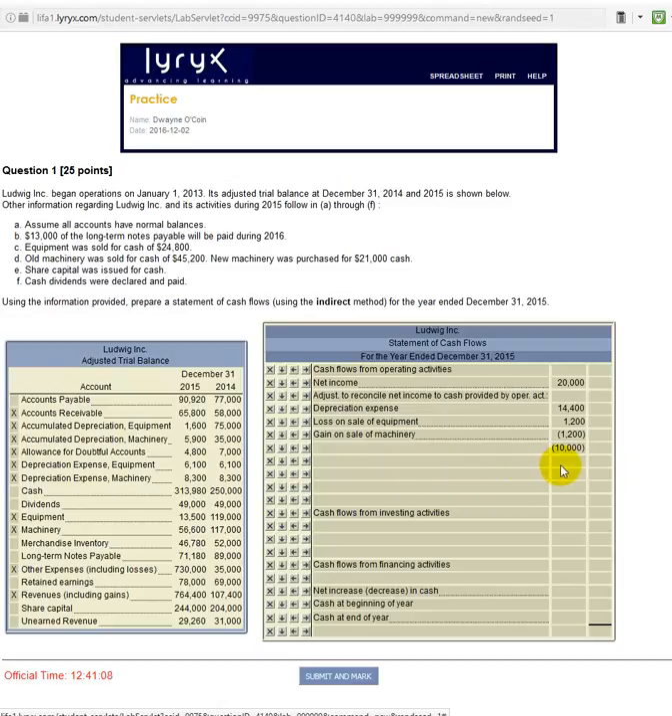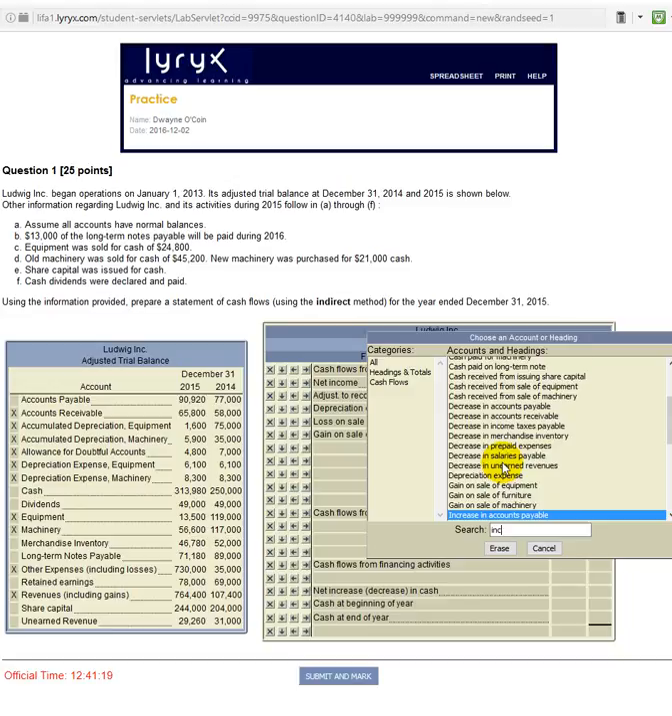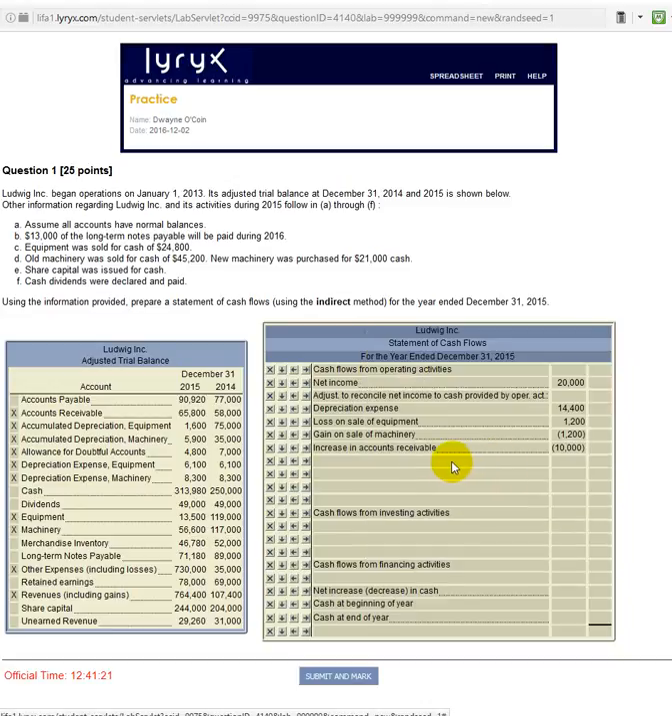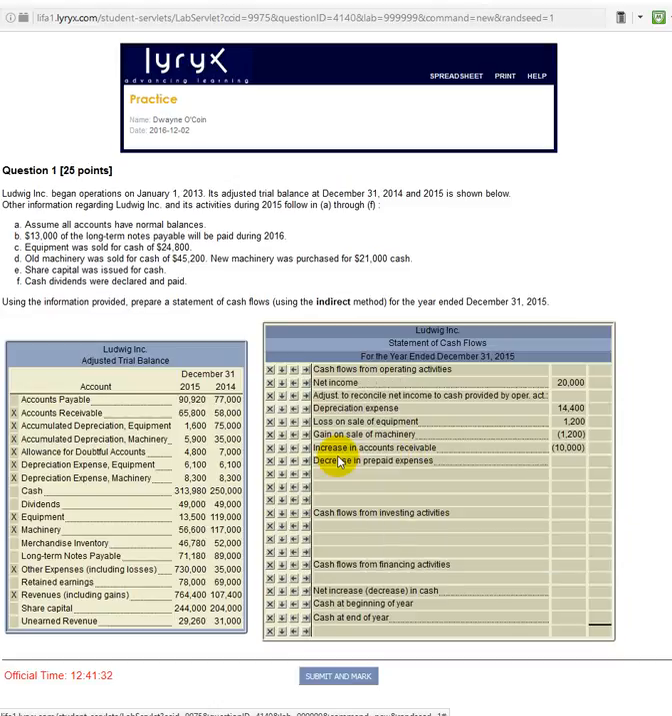So overall, cash went down by 10,000. So now we know when cash goes down, that indicates that the accounts receivable increased. So we have an increase in accounts receivable. Now to show that that's the case, let's look at merchandise inventory. Here we have a decrease in merchandise inventory, so we can actually put that in. So there we go, decrease in merchandise inventory.